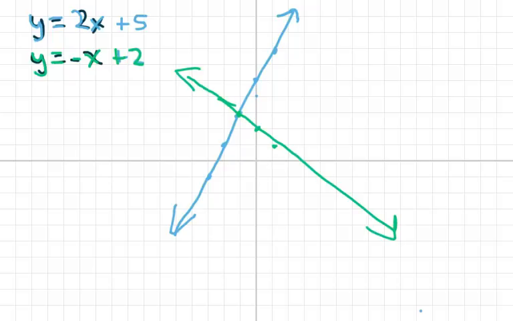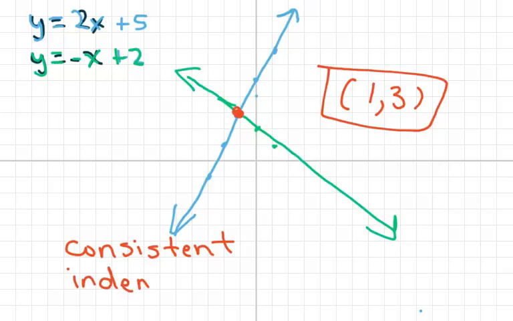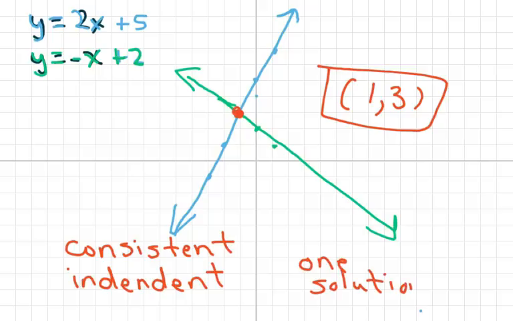And we have one solution. It's right there, and that is negative 1 is your x, and y is your 3. So basically, this is called consistent. The lines are independent of one another. They're different lines. And we have one solution. All right, and that's the solution.